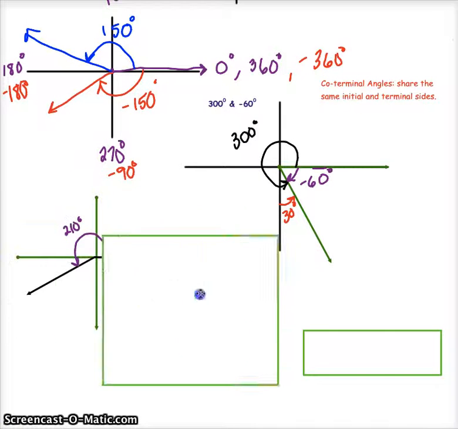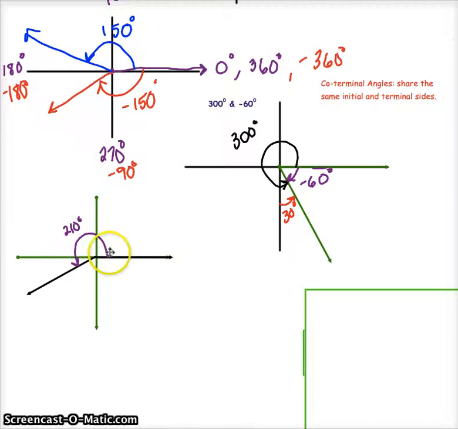All right, let's see how you did. Here's positive 210 degrees in standard position. Let's see if we can figure out its corresponding coterminal angle, traveling in the negative direction. All right, let's try this. We know that if we travel, whoops, sorry about that.